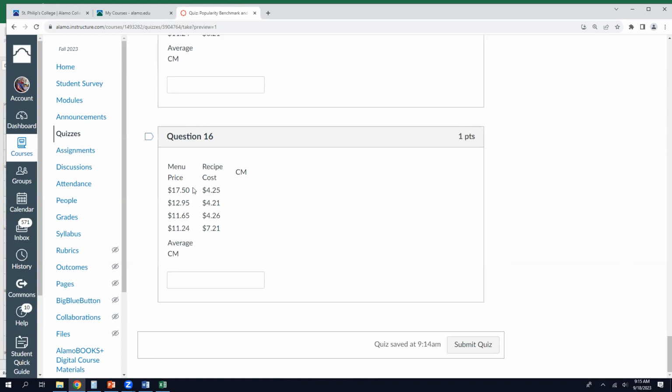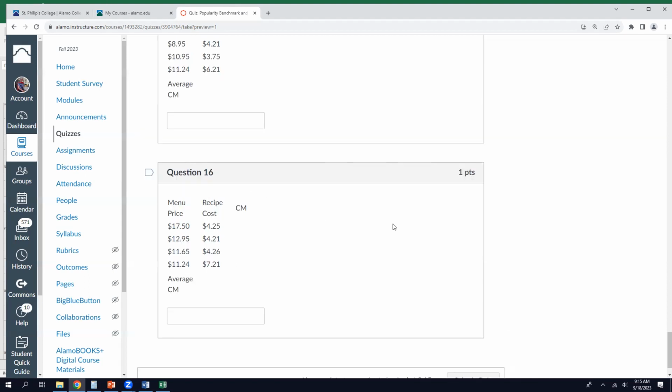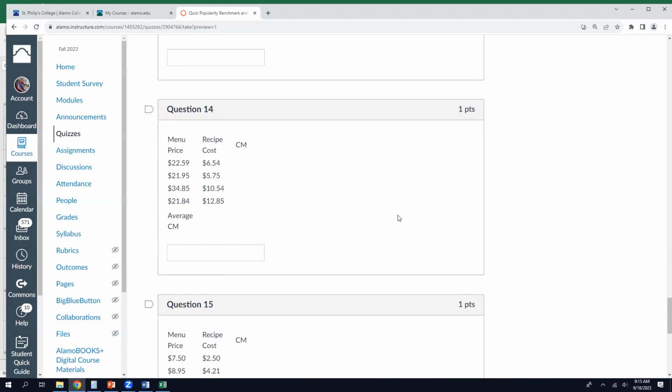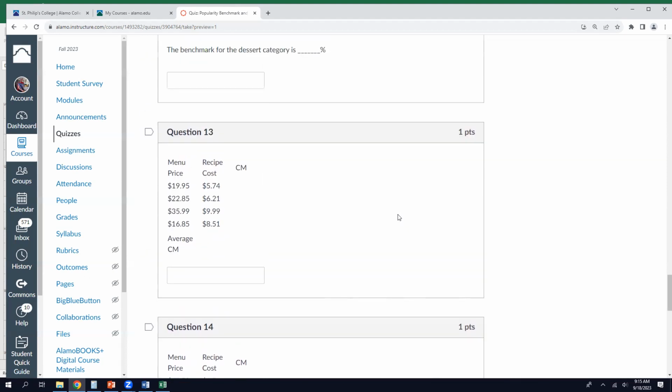But we have to figure out what our contribution margin is first. So how do we figure that out? We subtract the recipe cost from the menu price, which gives you your contribution margin. So that's your first step, to do all those four and then find the average, okay? So that's the last four questions: 16, 15, 14, and 13. You're going to practice getting that contribution margin, and then finding that average contribution. Okay, questions, comments, concerns about that?